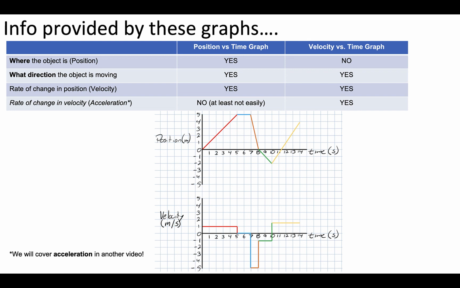But the rate of change in velocity, or what we refer to as acceleration, we cannot get that from position versus time graphs, at least not very easily, but we can get that from velocity versus time graphs. So that's an extra piece of information that we can get from velocity versus time graphs: the acceleration, or the rate of change in velocity of the object. And we'll talk more about that in a future video when we get into acceleration.